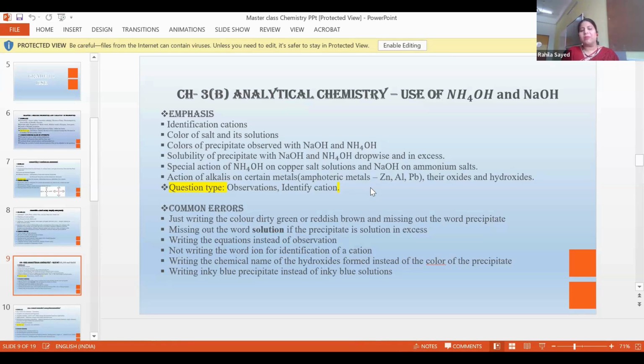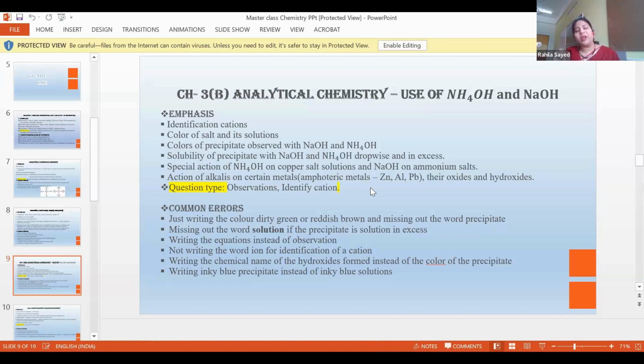Actions of alkalis on certain metals, that is amphoteric metals: zinc, aluminium, and lead. What will happen if they are amphoteric? One question was asked in the prelim 1 exam based on this topic. Then basically observation types of questions and identification type of questions are asked from this chapter. So the common errors that are made: normally you'll write dirty green for reddish brown and reddish brown for dirty green. And you just write reddish brown in color. You forget the word precipitate. Don't forget the word precipitate over there. You have to mention the word precipitate.